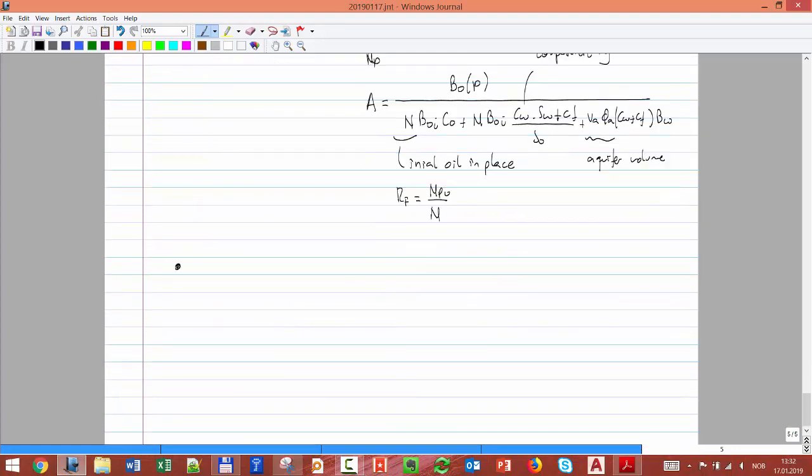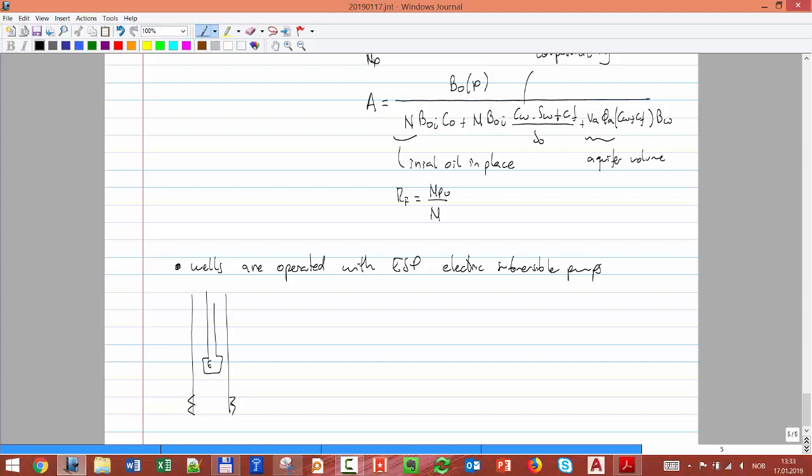Now on the side of the wells, wells are operated with electric submersible pumps, which is simply a pump that I put inside a well. Here at the end of the pipe I have a pump such that the fluid comes out of the formation, goes through the pump, and then goes inside this pipe, inside the tubing. And here I have the constraint that there is a minimum PWF.